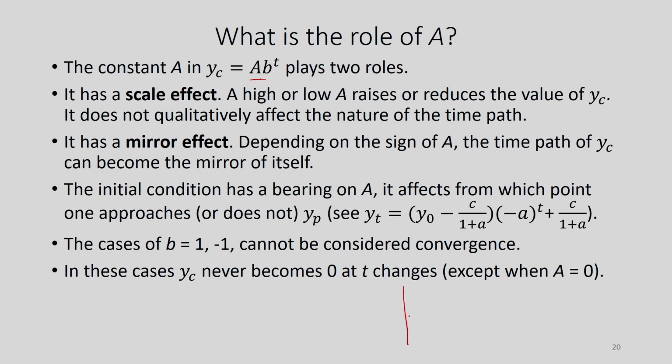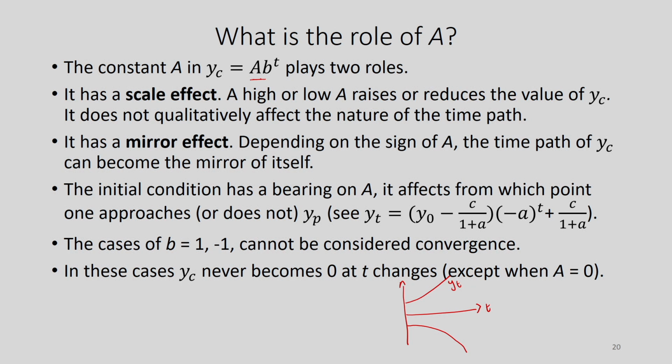Suppose you have a time path something like this, yt, with respect to a particular value of a. Now, suppose that a was positive. If the sign of a changes, then the time path can become just a mirror image of itself. That means it becomes something like this. So, in that sense also a can affect the time path, it has a mirror effect.